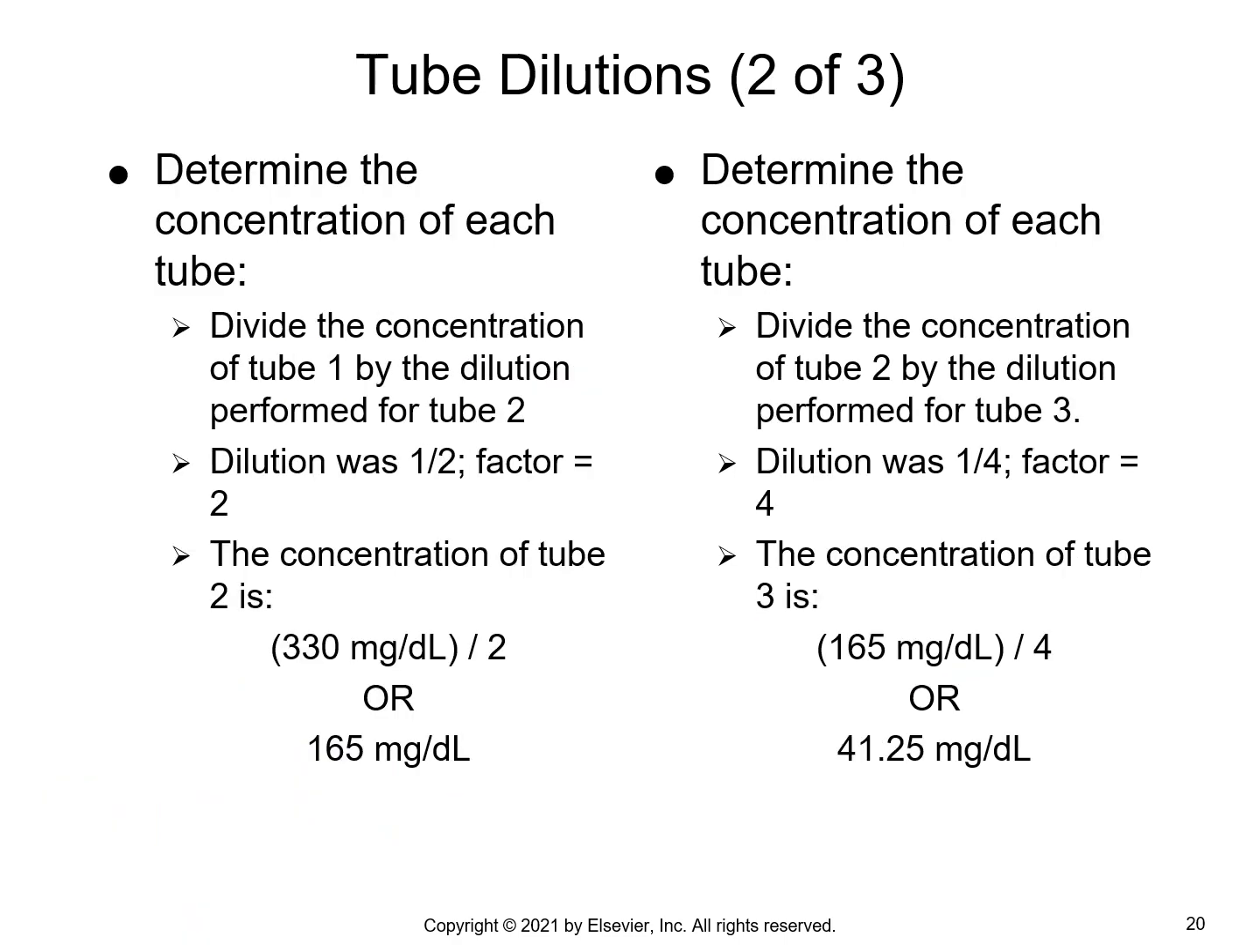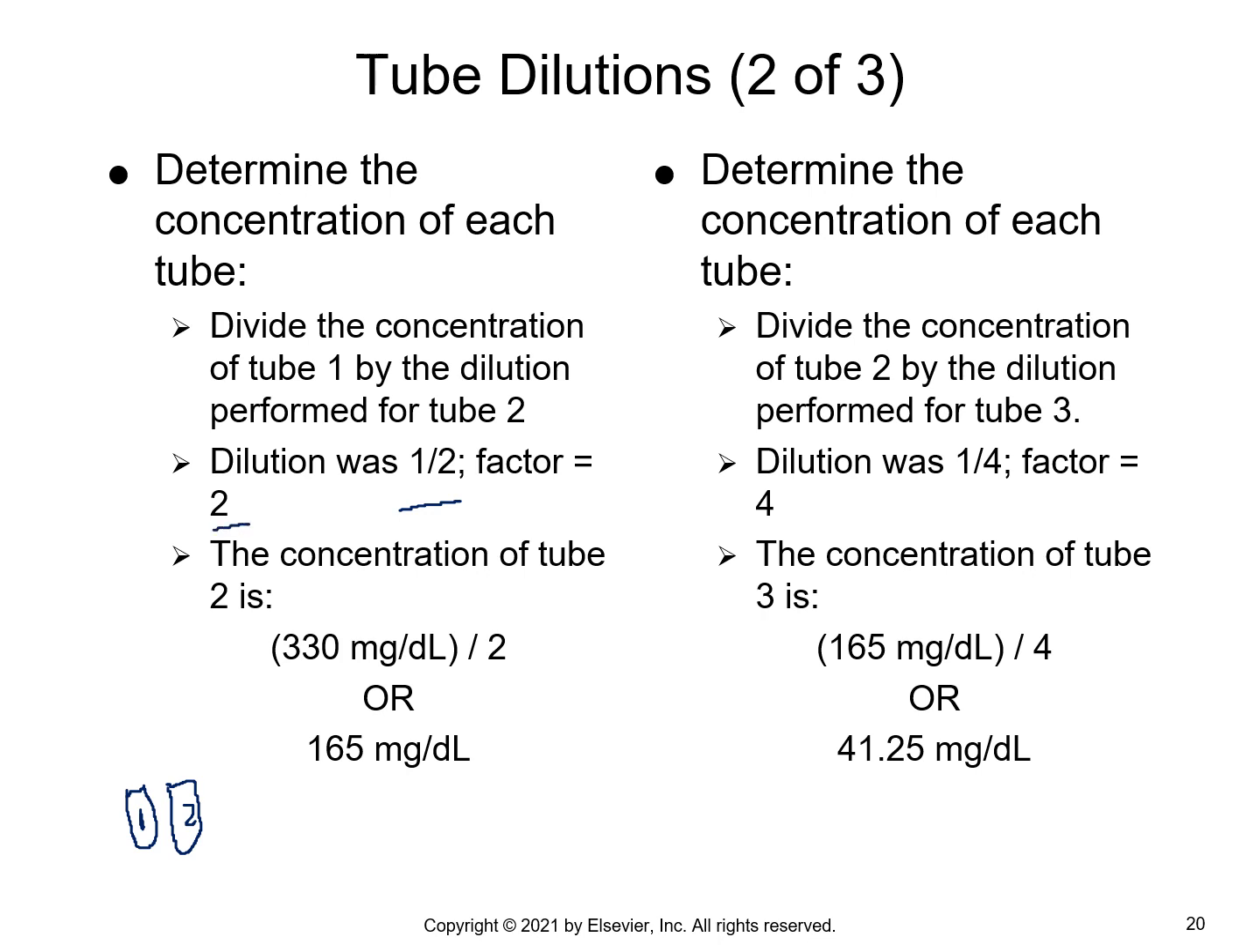So then we'll proceed on. Remember tube number 1, we already got our value for that. Now we want to know what's in tube number 2. Once we cut tube number 2 in half, remember that was a dilution of 1 in 2 parts. So that gives us a dilution factor of 2.